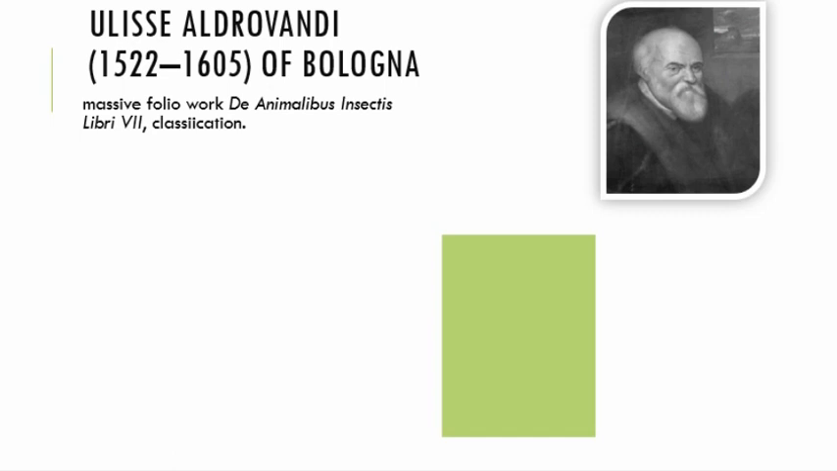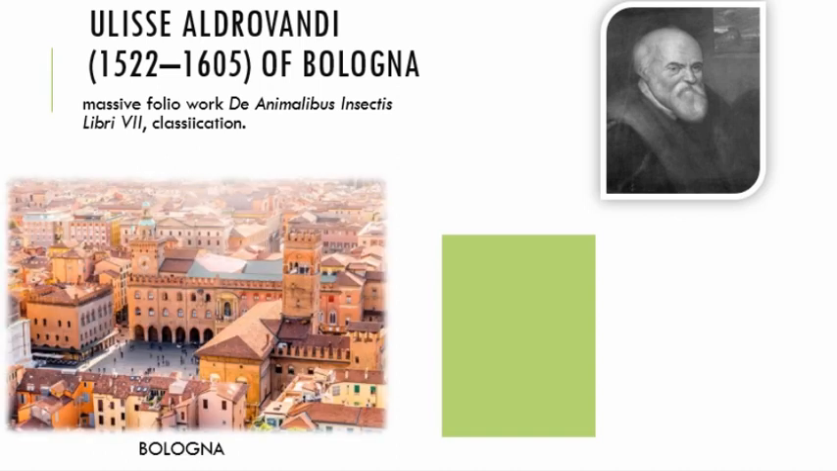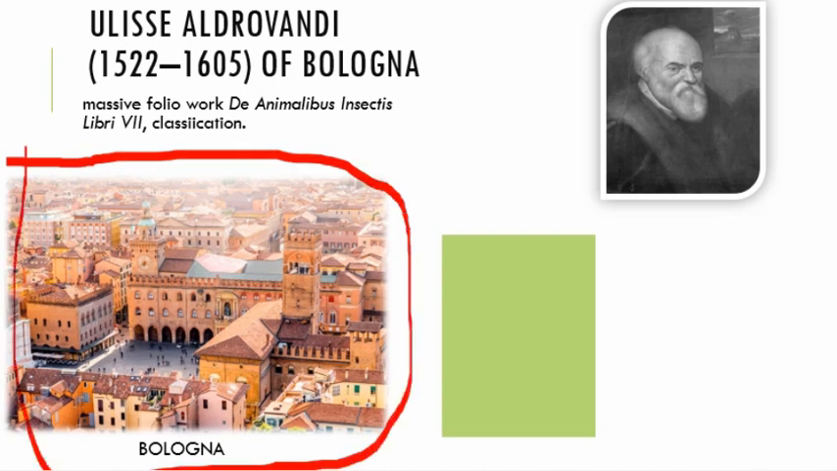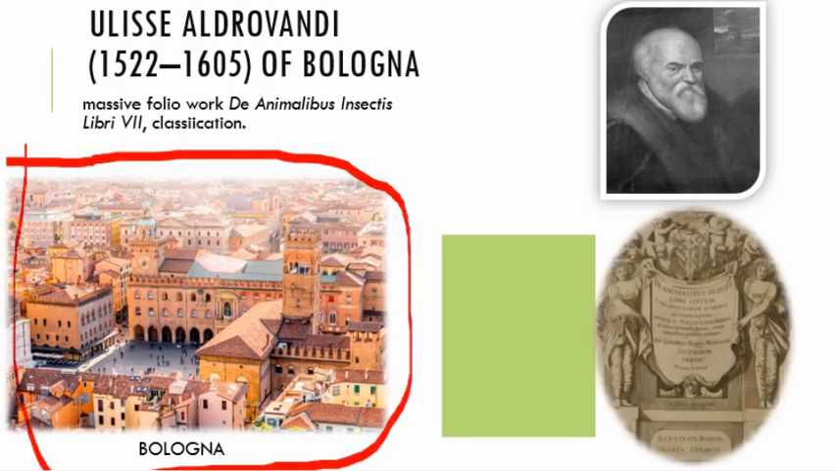Now, Ulisse Aldrovandi, 1522 to 1605, from Bologna, wrote a massive folio work, De Animalibus Insectis Libri 7 Classification. Now, this is the city of Bologna, where this scientist belonged. This is his statue and book.